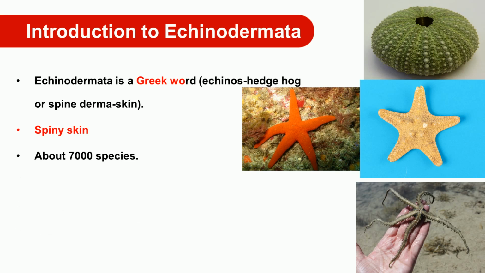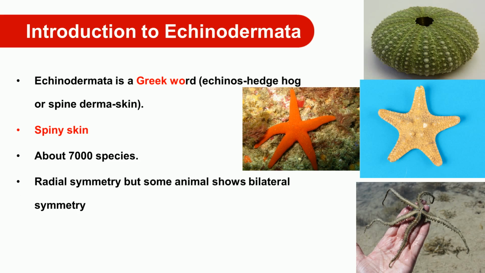Then how many species of Echinodermata are reported in the world? About 7,000 Echinoderm species are reported all over the world. In front of you there are some pictures: starfish or sea star, then pentamerus, then echinus, brittle star, and so on. These are examples of echinoderm animals.